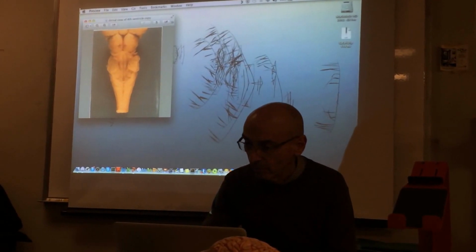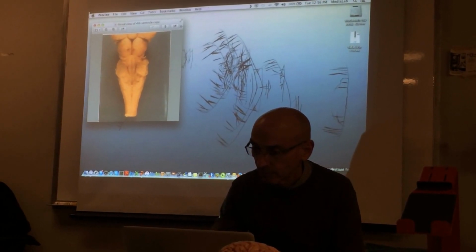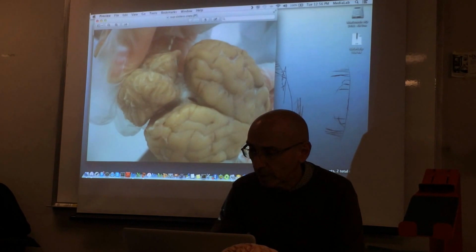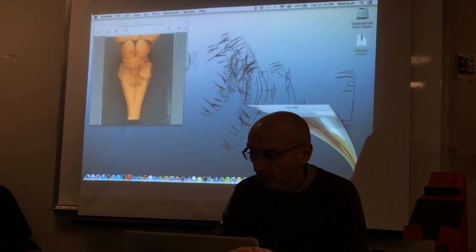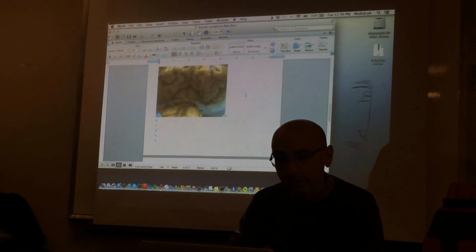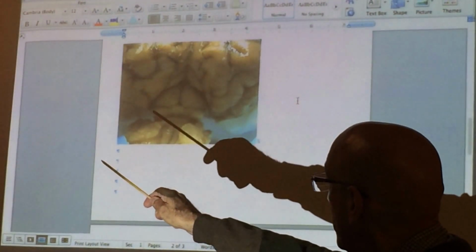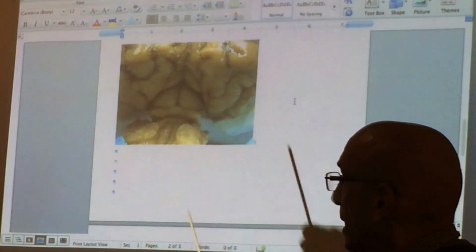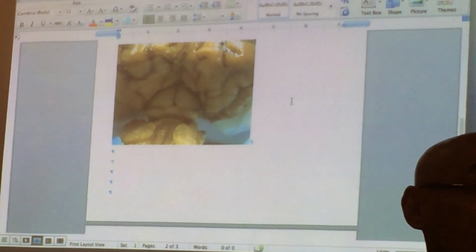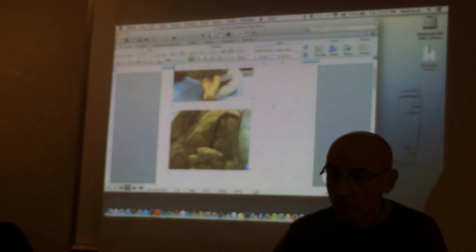Okay. Wait. Nope, not that one. This one. So here's a shot taking off the cerebellum, superior colliculi, inferior colliculi to the bottom and off to the side, smaller. Right.